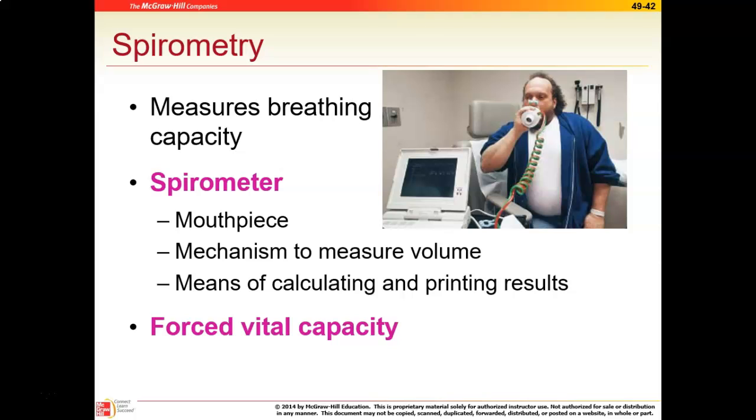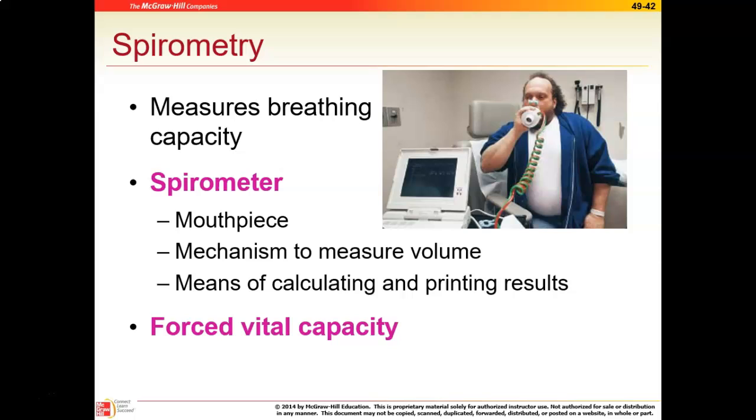And so when you're looking at the actual spirometer itself, you can see this particular one in the picture here has a very large mouthpiece with a tubing that connects to some sort of computerized apparatus that can measure these volumes, the volume of air that's expired, and then do a printable readout so you can actually see the volumes that are present.